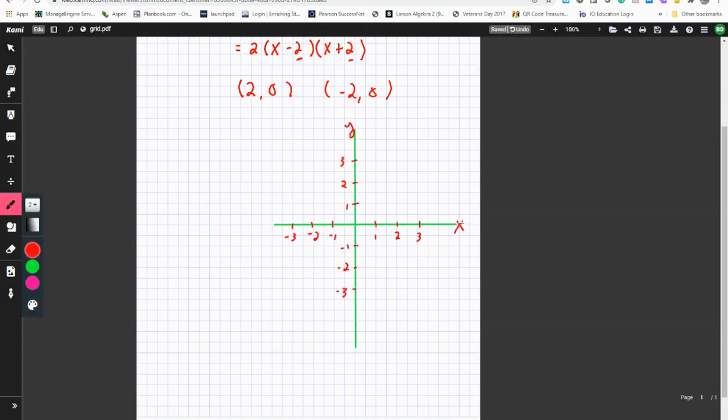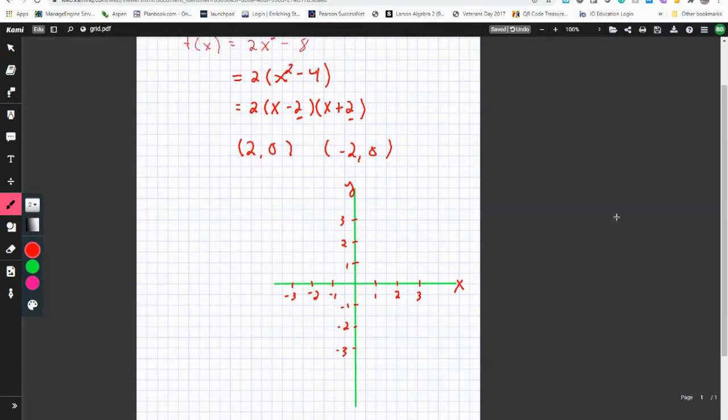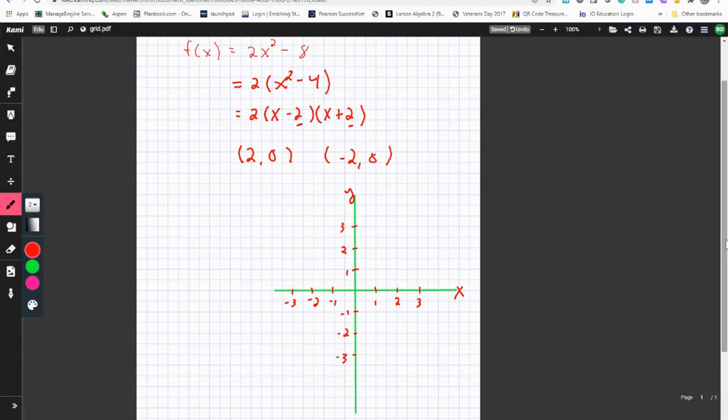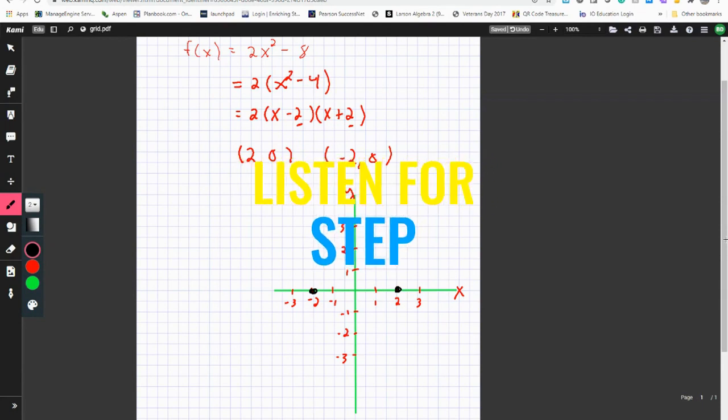All right, now that you have your coordinate plane drawn, what we need to do is go ahead and plot those. All right, so I'm going to go back up and look at my 2 points. I had (2, 0), and I also had (-2, 0). So (2, 0) would be here, and I know (-2, 0) would be here. So all I have to do is plot those 2 points. So that's step 2, is finding your x-intercepts and then plotting them.